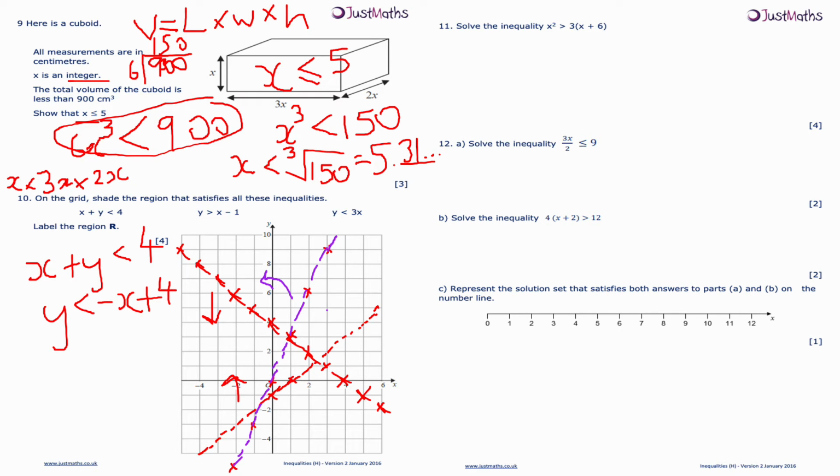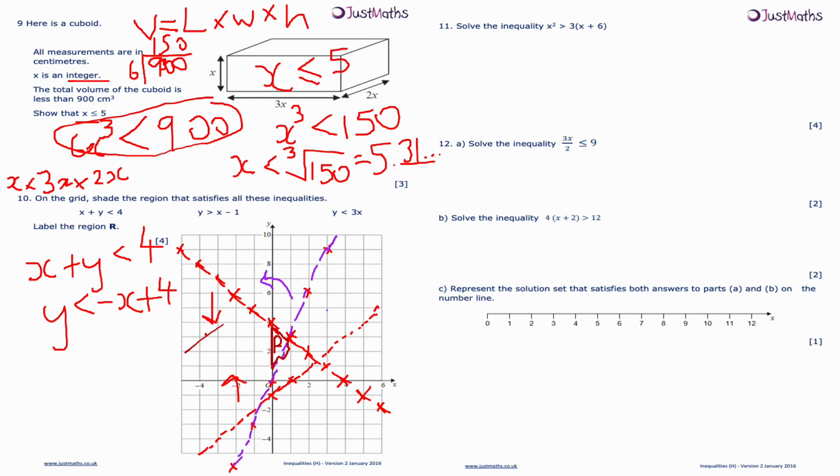Okay, in this part, so if I label it, we're going to be looking at this R here, so it's this little triangle here that we are looking for, because it's in this direction, it's up from here and it's less than that, so this is going to be the region that we want, I believe.